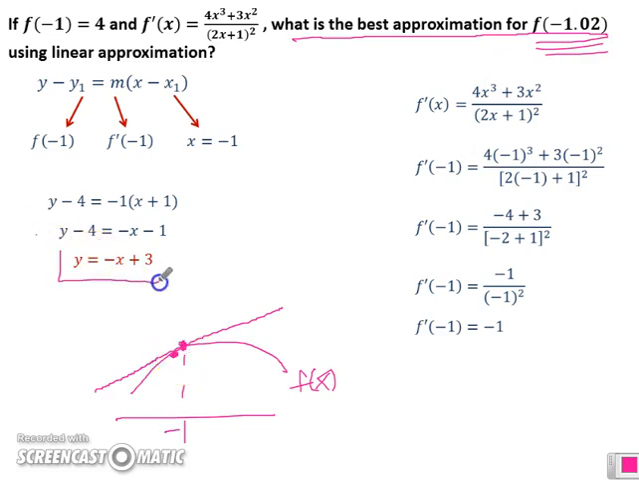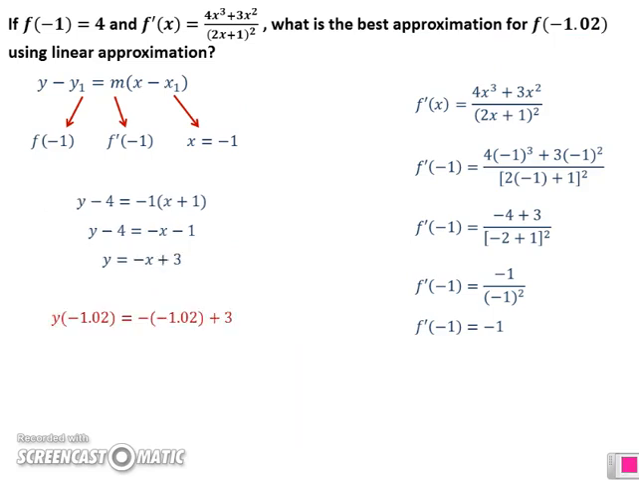So this tangent line is a good way to approximate the value of this function at that point. If you have the equation for the tangent line, you just plug that number into the tangent line equation. And that's how you get a close estimate of what f of -1.02 would equal.